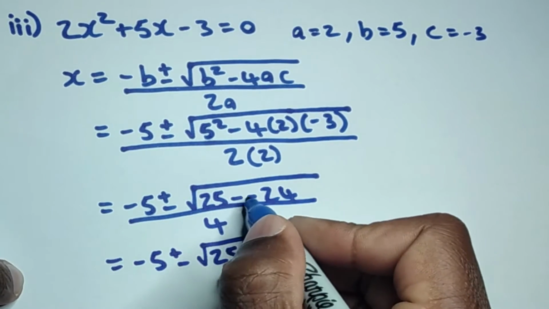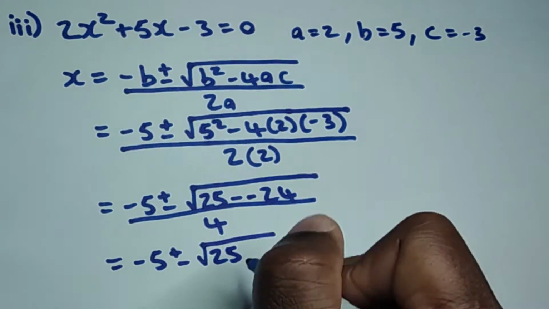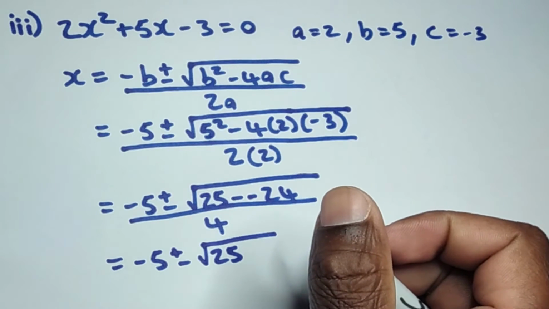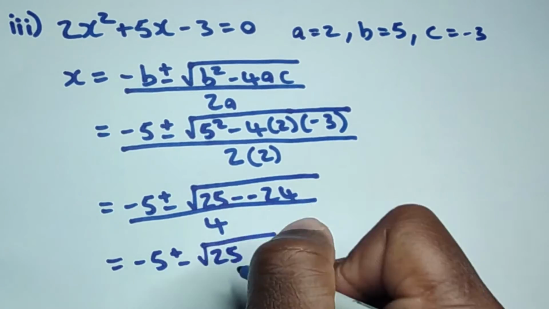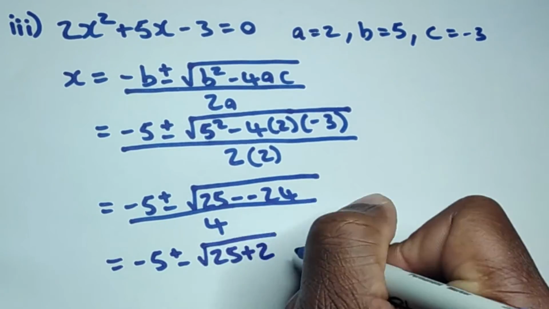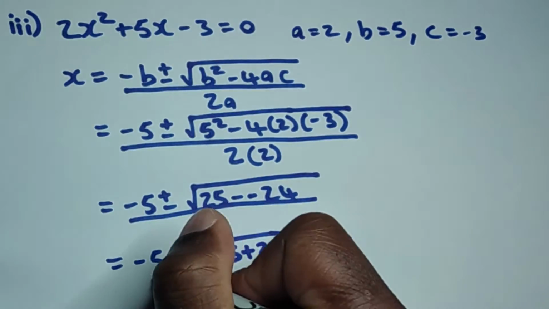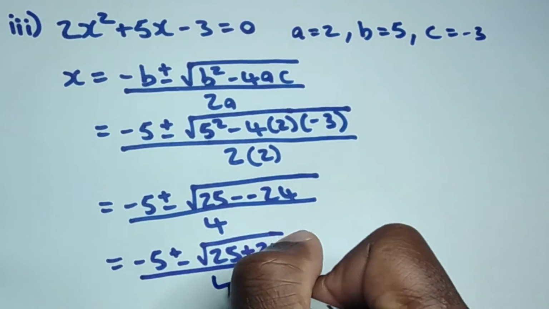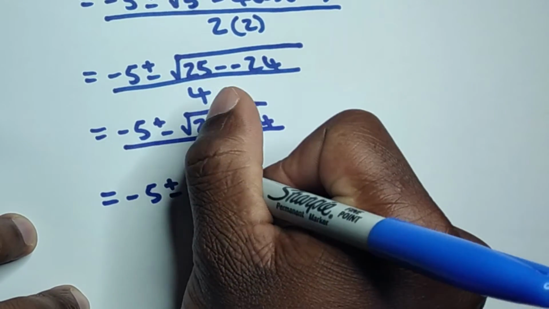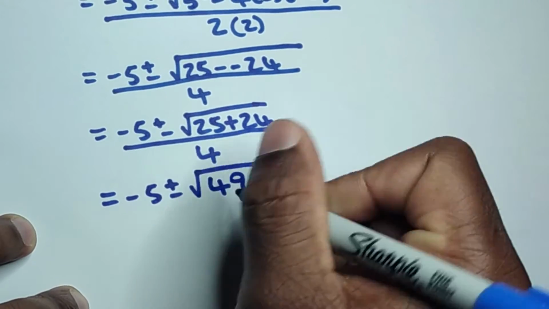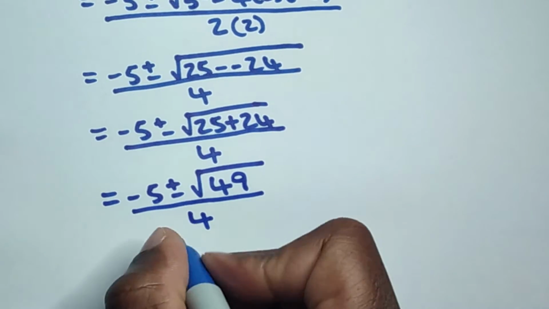And whenever we have 2 negative signs like this, and if you're not good with integers, you want to check out that video that I have in the description section below, titled Easiest Way to Learn Integers. Whenever we have 2 negative signs like this, those are equivalent to a positive sign. So this is the same thing as saying 25 plus 24, over 4. This will give me negative 5 plus or minus the square root of 49 over 4. So 25 plus 24, that's 49.